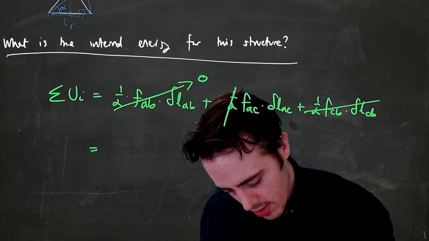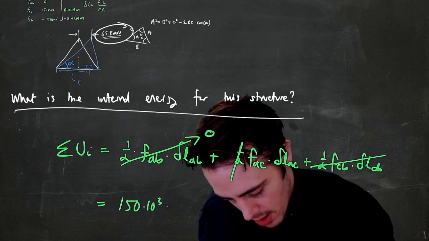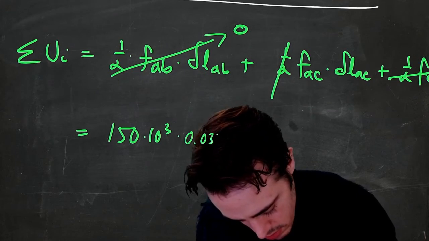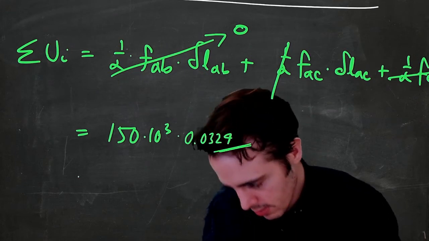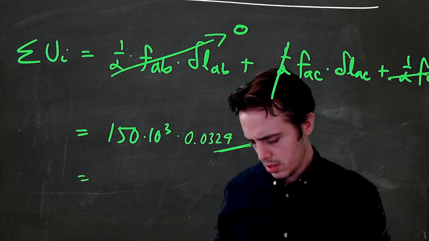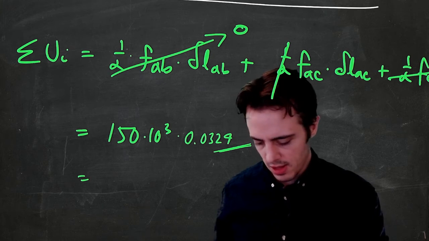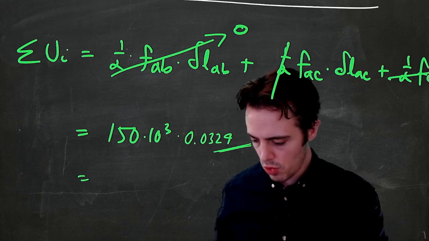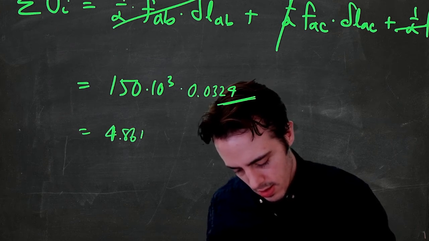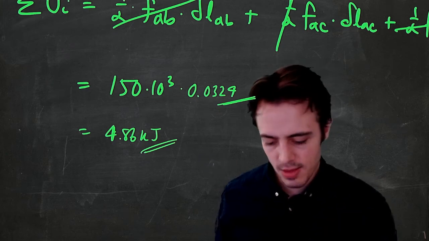So for our problem, the internal force was 150 kilonewtons multiplied by the extension, which is 0.0324. Calculator's in the wrong mode. 150 times 10 to the 3 multiplied by 0.0324 gives me 4.86 kilojoules. This is the internal energy stored within the structure, and it has to be equal to the external work done.